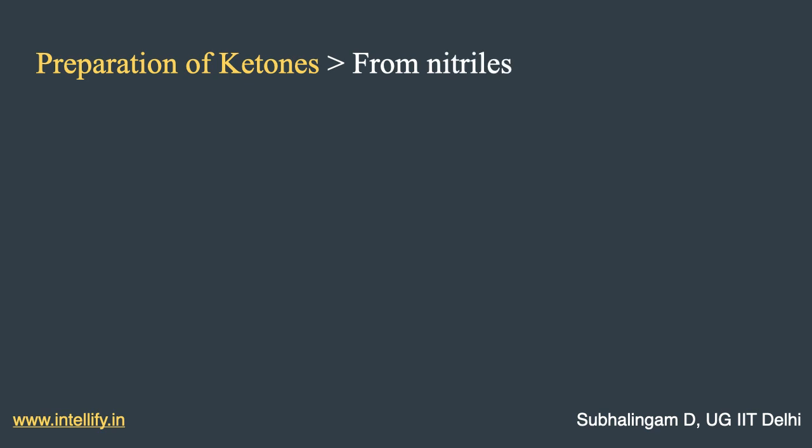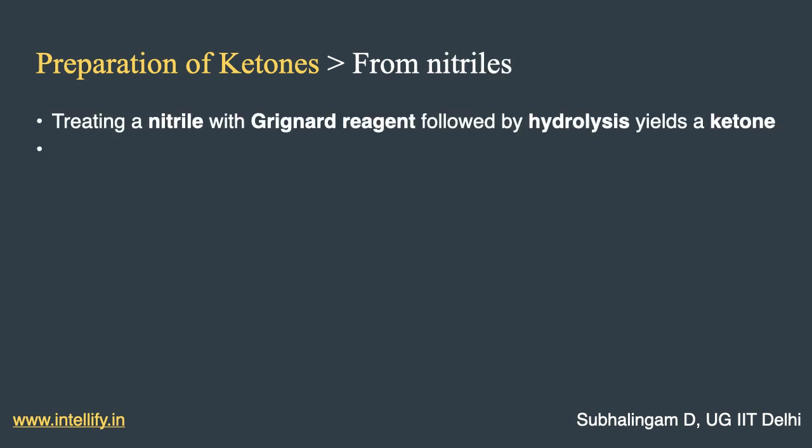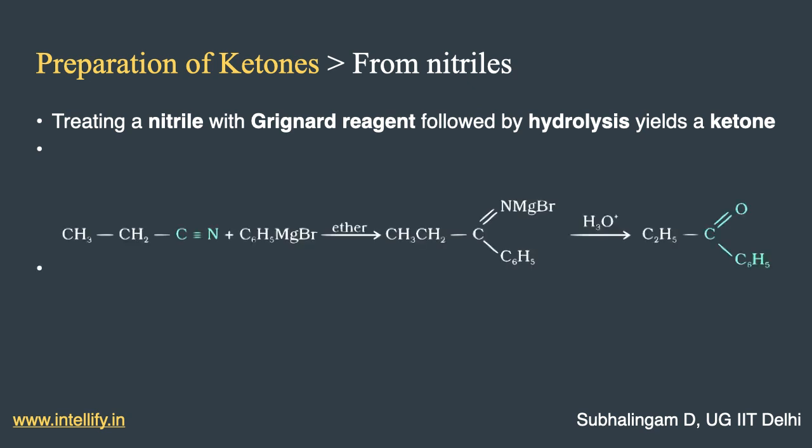Now from nitriles. Treating nitrile with Grignard reagent followed by hydrolysis yields a ketone. We have the example over here. We have CH3CH2CN and treat it with CH3MgBr, that is the Grignard reagent. In terms of ether, I get an intermediate which upon hydrolysis I get the ketone that I need.